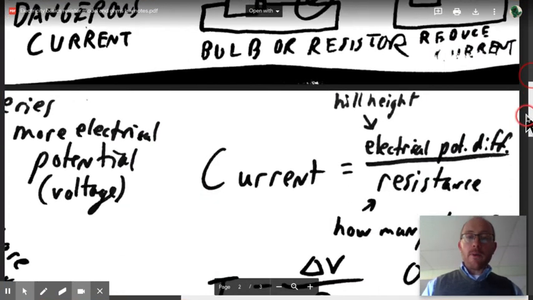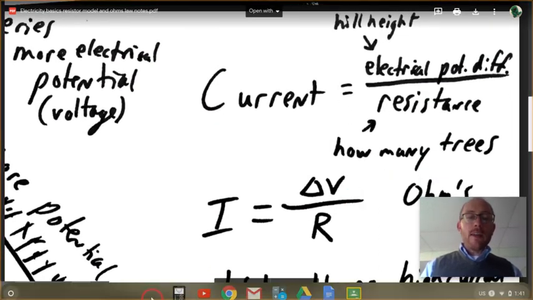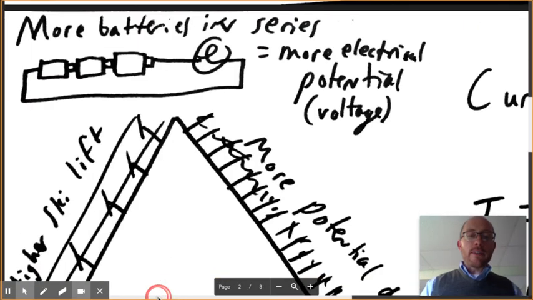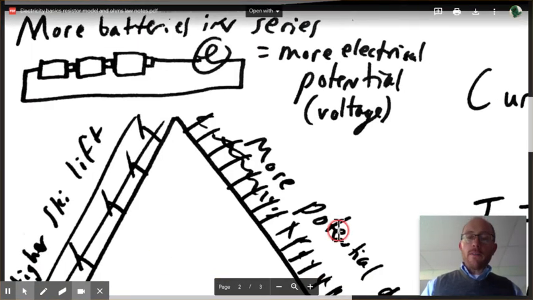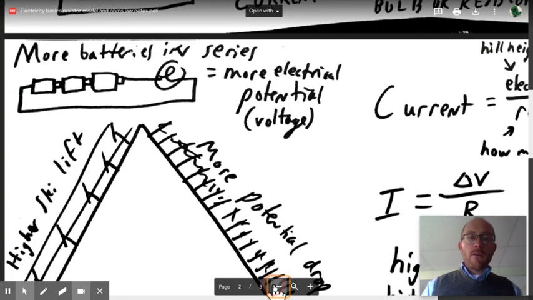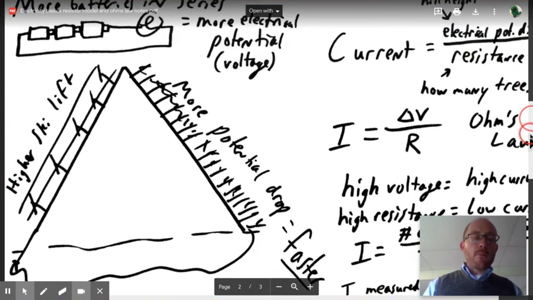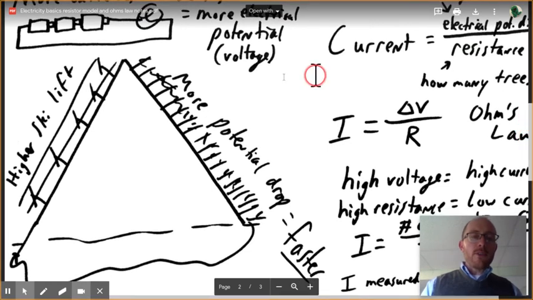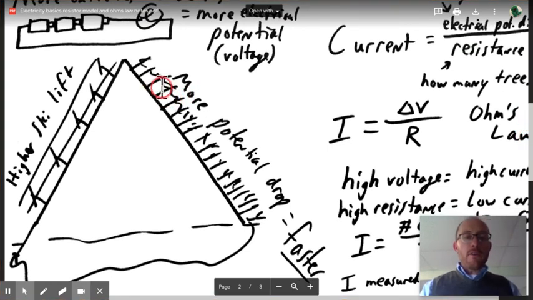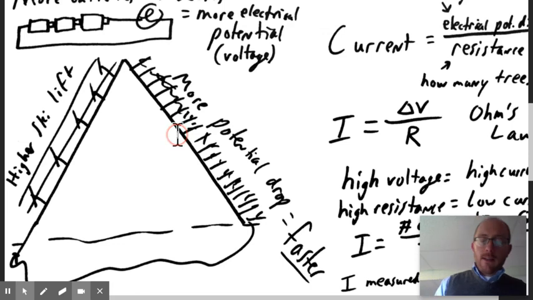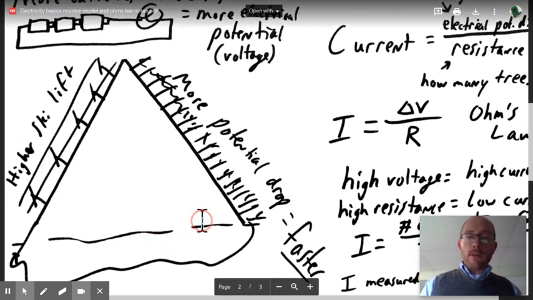They both have something that increases the potential, and then you decrease the potential on the other side. Now, what if you have a taller hill? Well, if you have a taller hill or more batteries, then you have more potential. With more potential, you're going to get going faster if that hill is steeper. And that means you're going to have more current if it's an electrical circuit with more electrical potential.